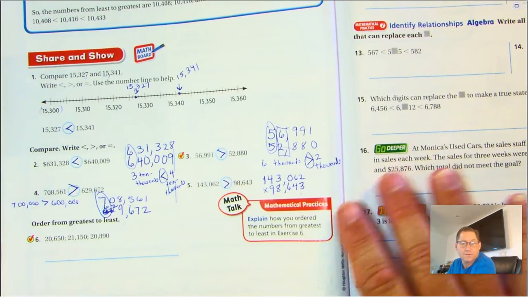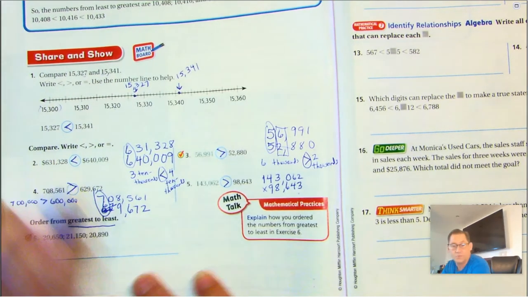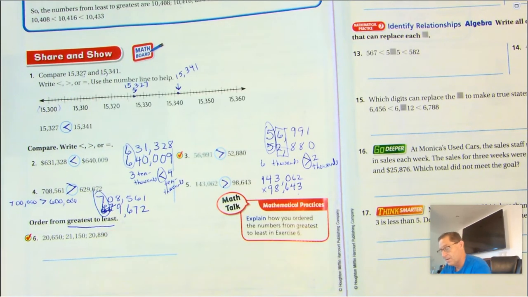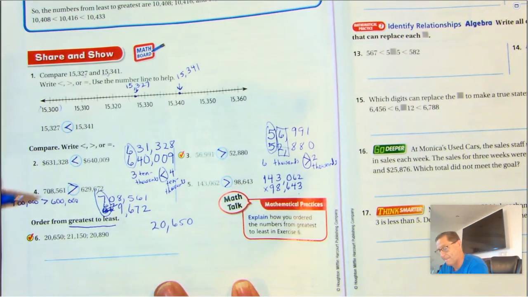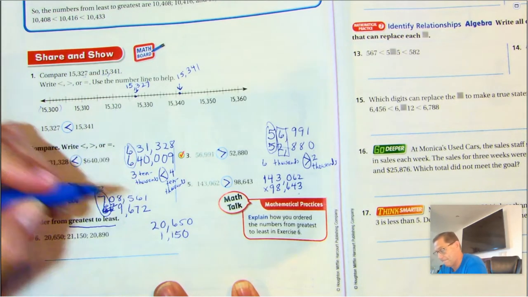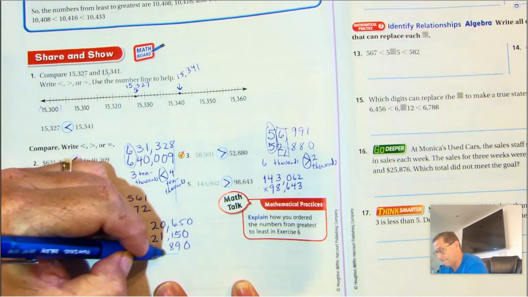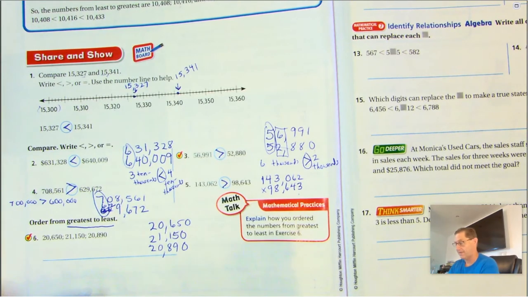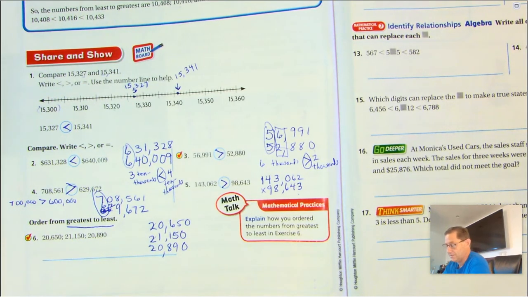All right, number 6, we're going to line these up by place value from greatest to least. It's very important when we read these problems that we notice which direction they want us to order it. So I've lined up the 3 numbers by their place value. And if I'm going left to right, I notice that they all have 2 10,000s.